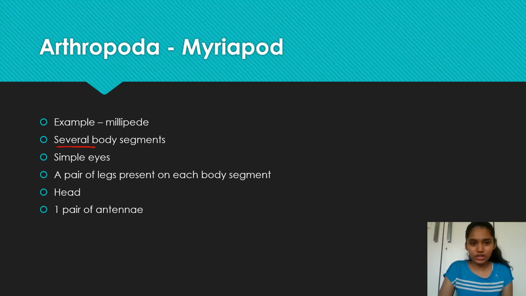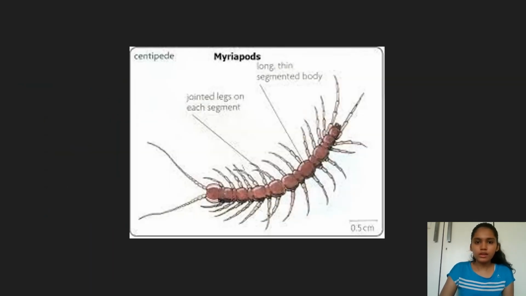You just write several. And they have a head as well, as you've seen, and they have 1 pair of antennae. This is an example. So this is the head. These are the many segments, a pair of legs on each segment. That's a centipede.